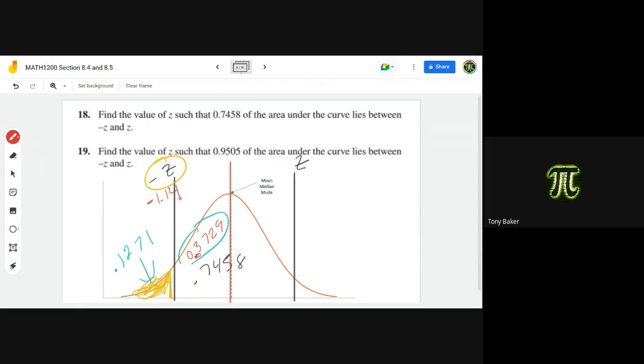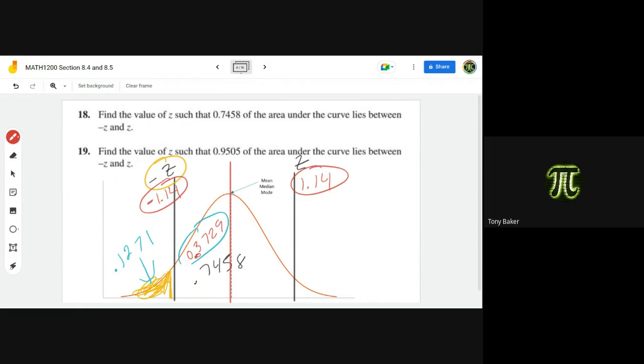-1.14. Yep. And the other side is also going to be 1.14, just the positive version of it. That's how you do that. How do you decide whether it's positive or negative? In this question, the way it's worded, you're always going to want both, because on Hawks, sometimes it wants positive and sometimes it wants negative.